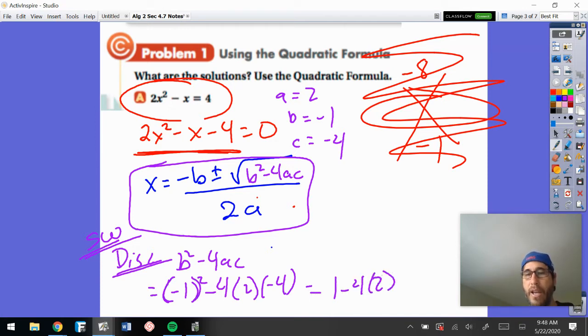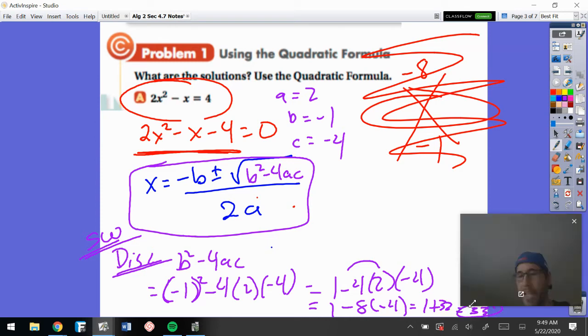Okay. And then after you do your exponents, you go to multiplication. And I have a lot of multiplication. Remember, you do multiplication from left to right. So negative 4 times 2 is negative 8. And then you do negative 8 times negative 4, which is a positive 32. So if you do all that right, I get 33. Okay, I get 33 as my answer.